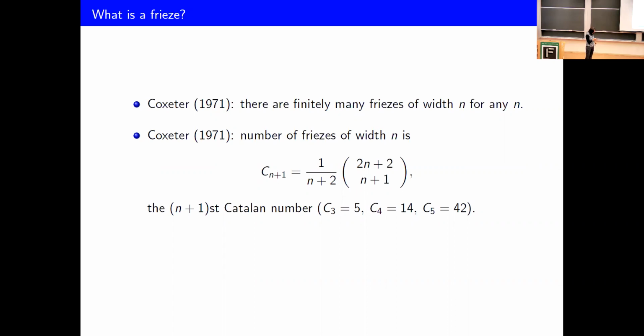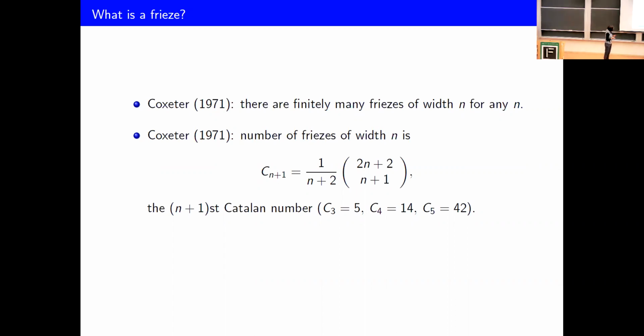So this is what Coxeter did, and then lots of other interpretations of these friezes in terms of determinants or triangulations of polygons, and all of that was done by Coxeter, and also in a joint paper of Coxeter with Conway around the same time. So that was 50 years ago.